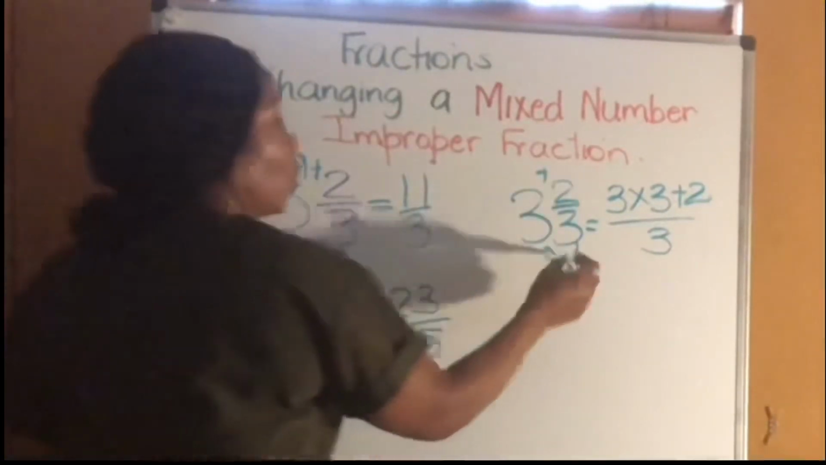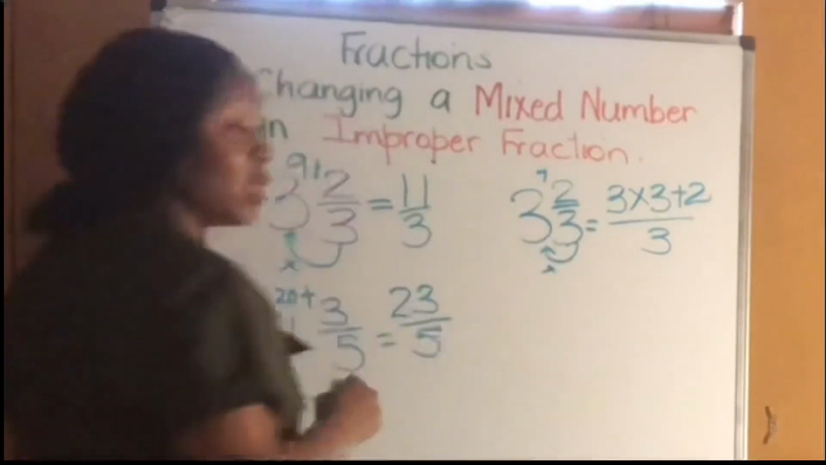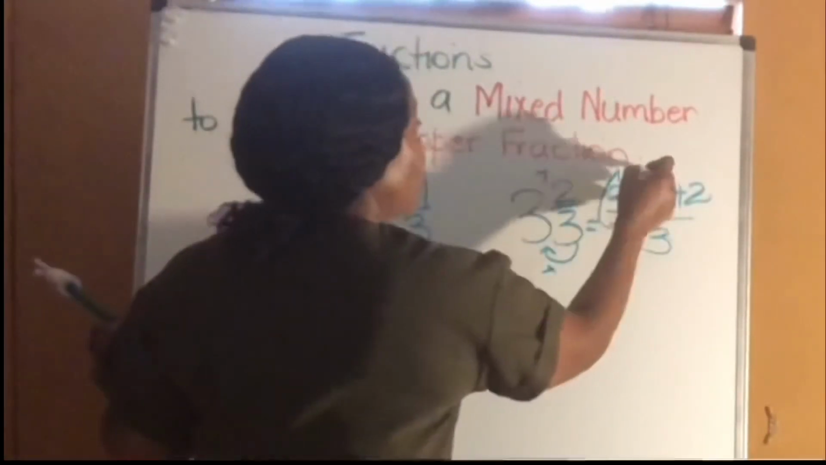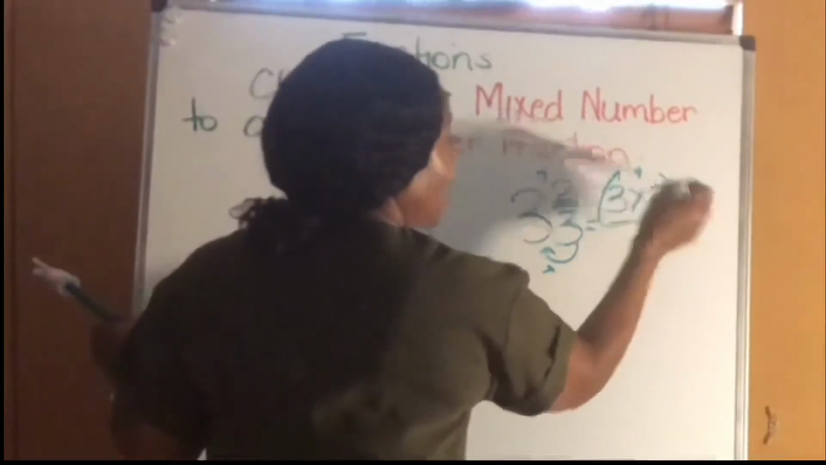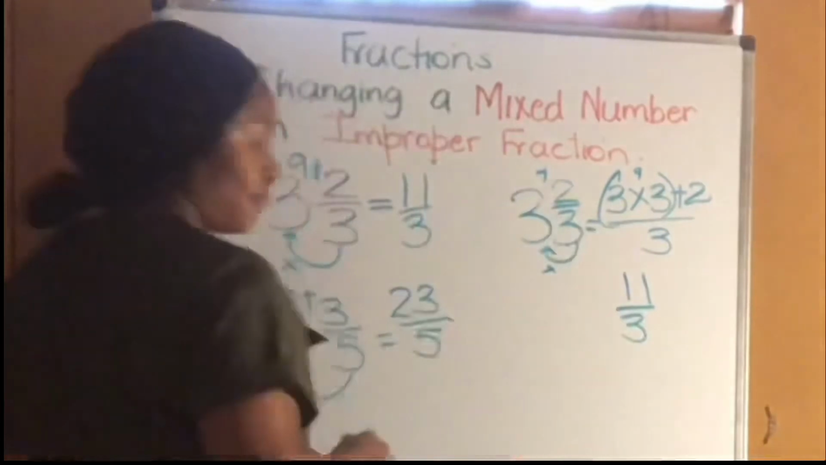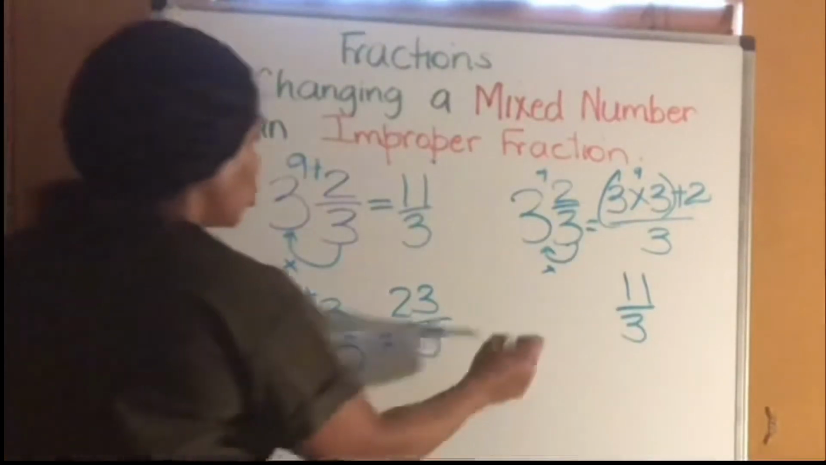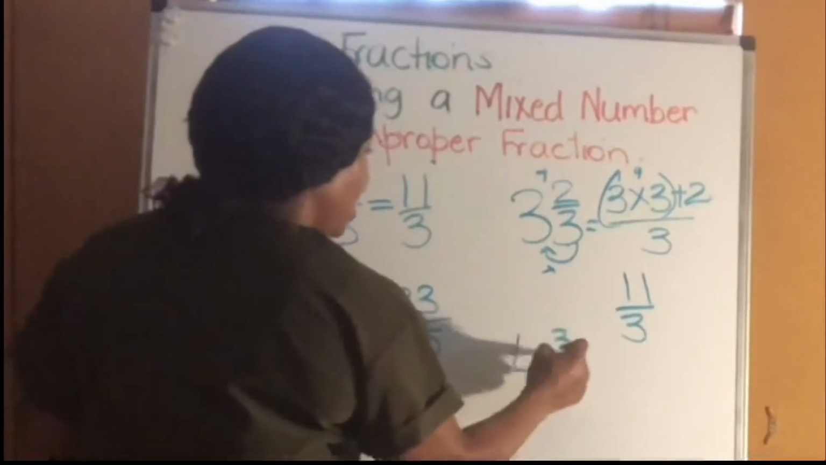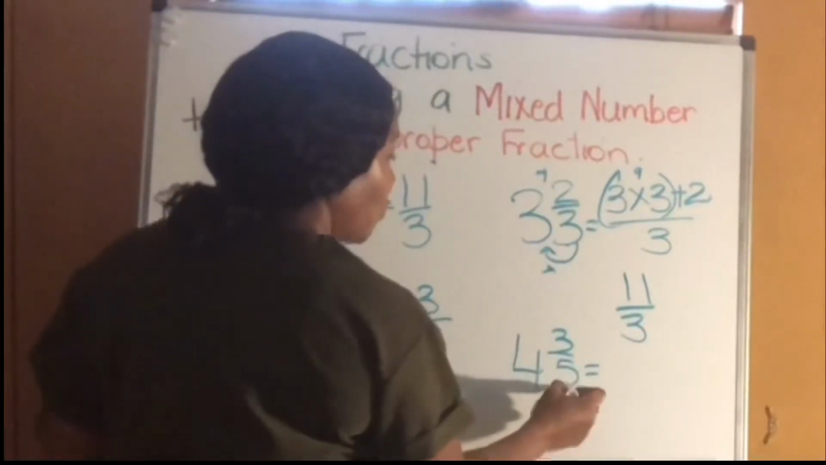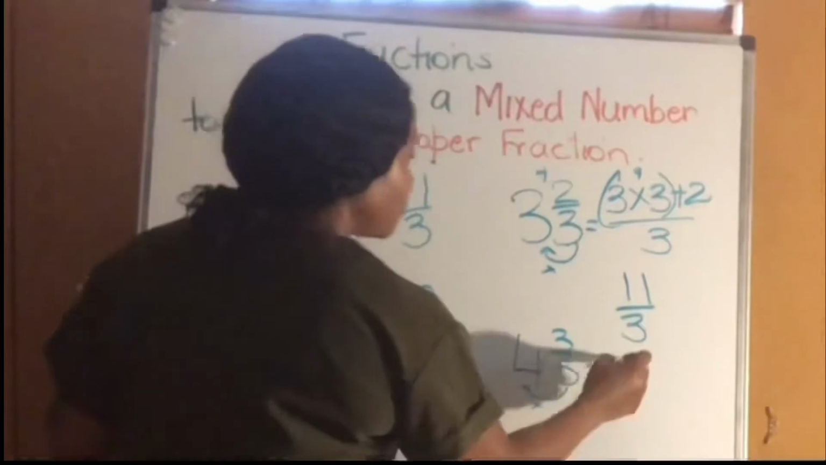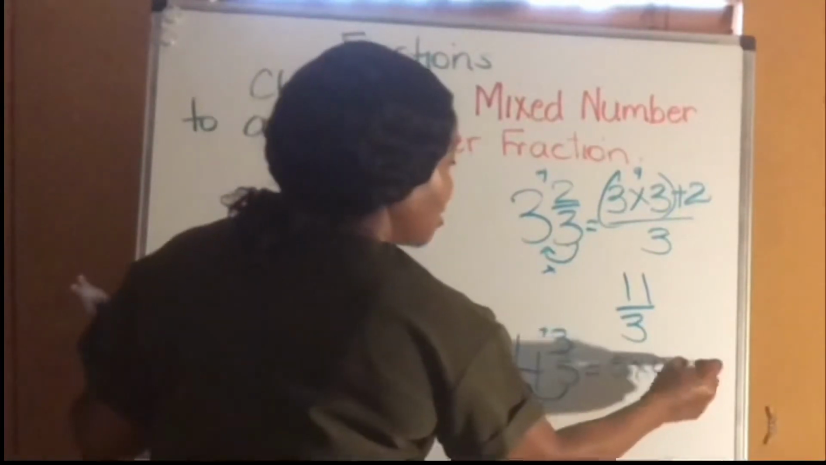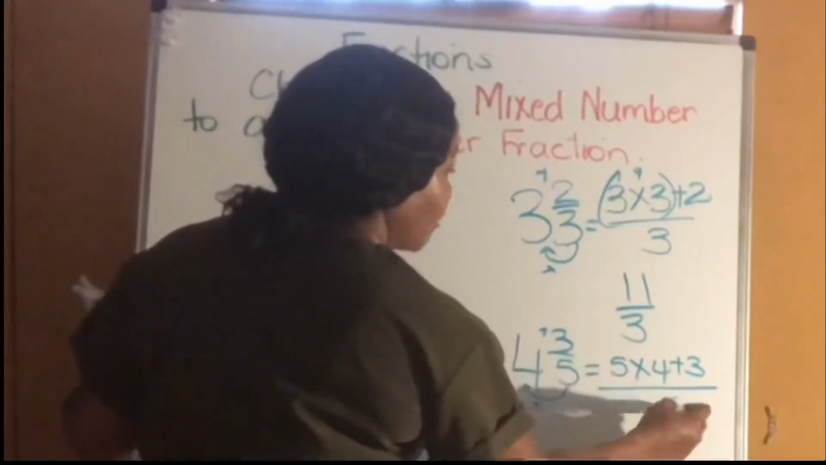And you go all over 3 because your denominator will remain 3. So 3 times 3, that would be 9, and the 9 plus 2, that would be 11, and the denominator stays the same. Again, you could go 4 and 3/5 equals, and you go 5 times 4 plus 3, and it goes all over 5.